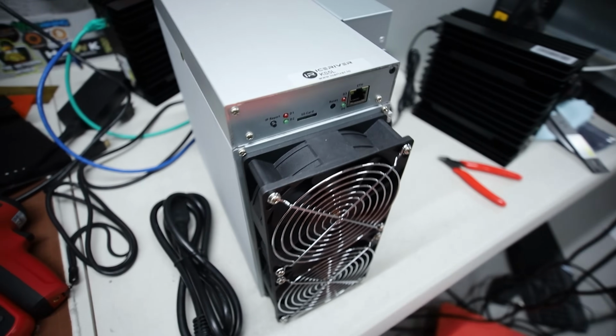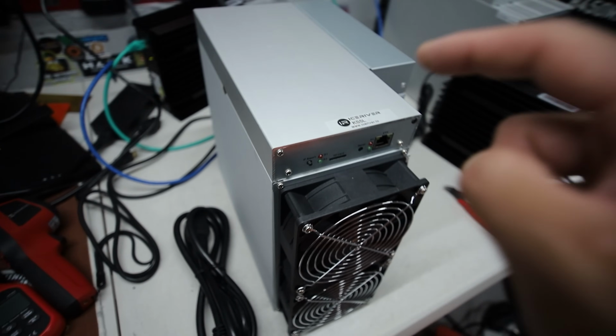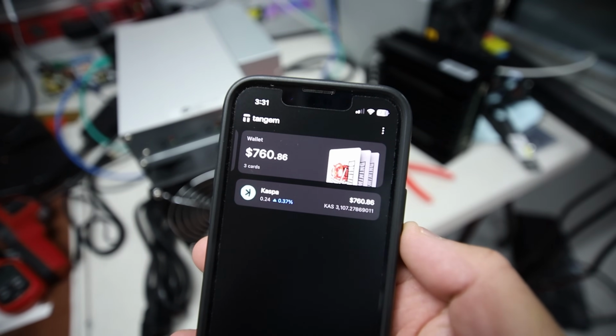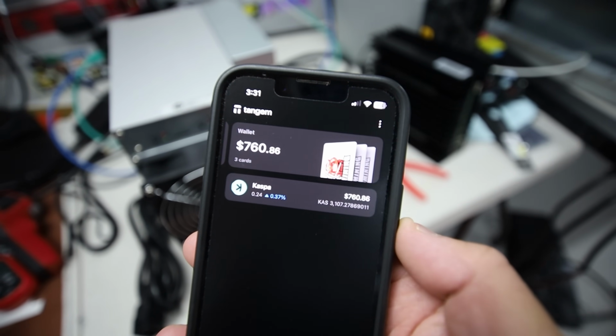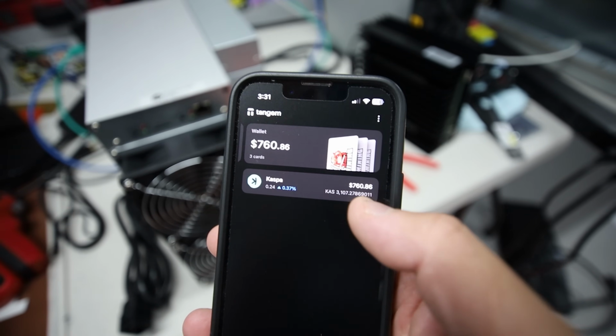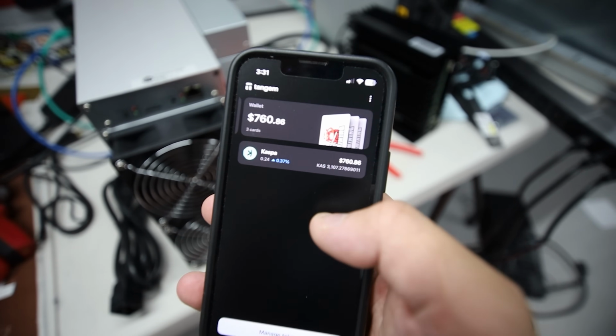Oh man, that was loud. But yeah, same idea I'm going to do with this Ice River KS5L. I want to mine it to NICEHASH, so it's all going to go into Bitcoin, and I'm probably going to send that Bitcoin to the same Tangem as the other KS5L right now.